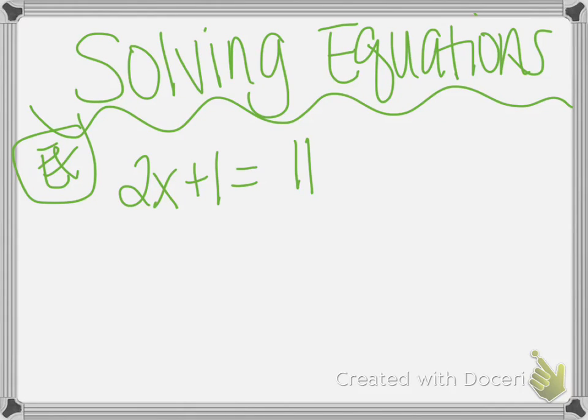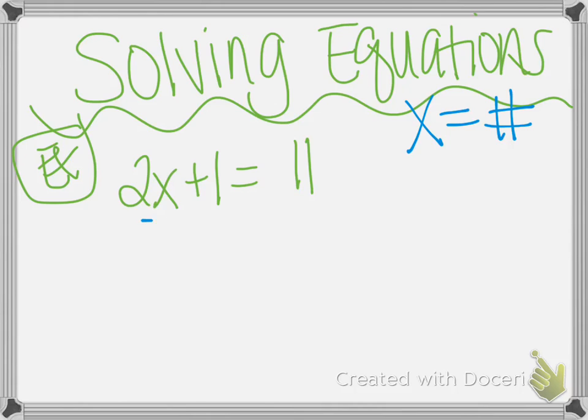Right now we're going to briefly review solving equations. Remember, when you're solving equations, the ultimate goal is to have a variable on one side equaling a number on the other side. And really the key here is just to do opposites of things until you get it to look that way. So when I look at this first example, I see 2x plus 1 equals 11.